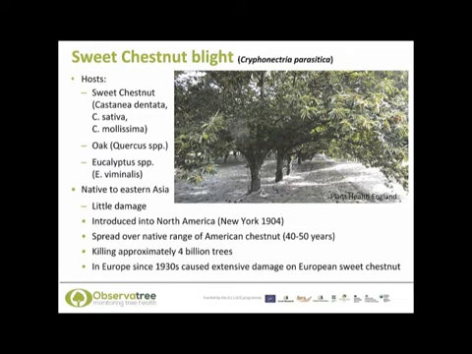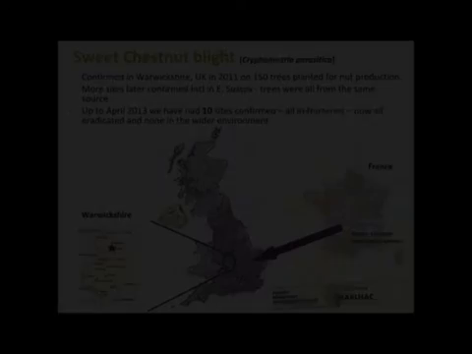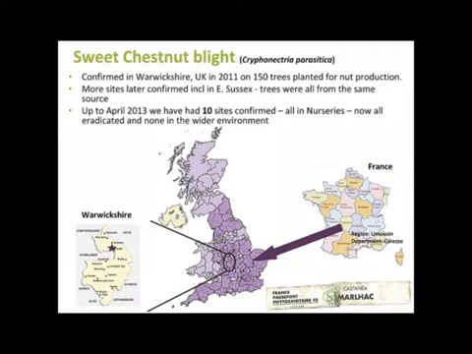As sweet chestnuts are a commercial crop, it is important that the disease is controlled. Currently in Britain we do not produce very many sweet chestnuts, but as the climate changes it may become a more lucrative crop. There have been outbreaks of sweet chestnut blight in Britain. Cryphonectria parasitica was identified in November 2011 as the cause of dieback in European sweet chestnut plants that had been planted in Warwickshire, central England.